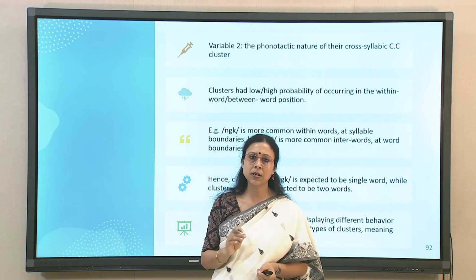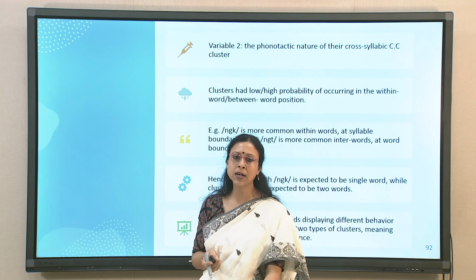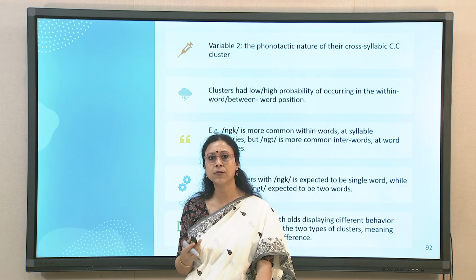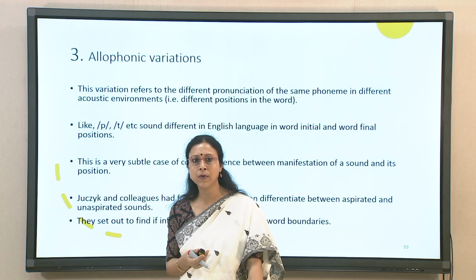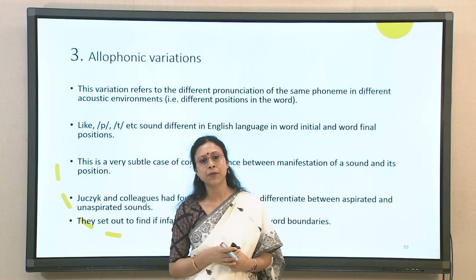What they found out, the subjects were 9-month-old infants, was that the infants showed different behavior patterns with respect to the two types of clusters, meaning roughly that they understand the difference. They showed a pattern of understanding the differences, and the cluster could help them find the word boundary. That was our phonotactic regularities.